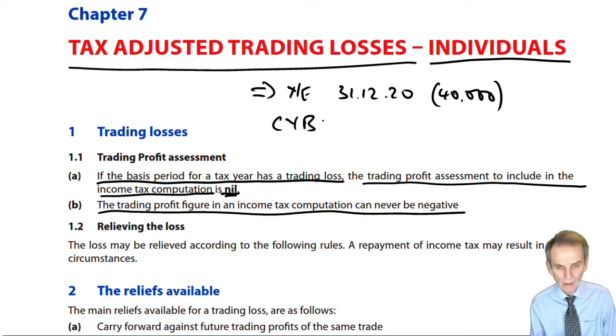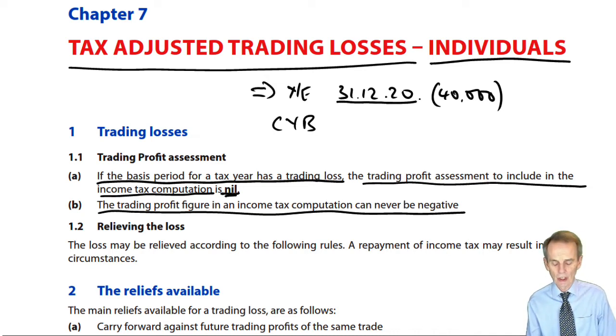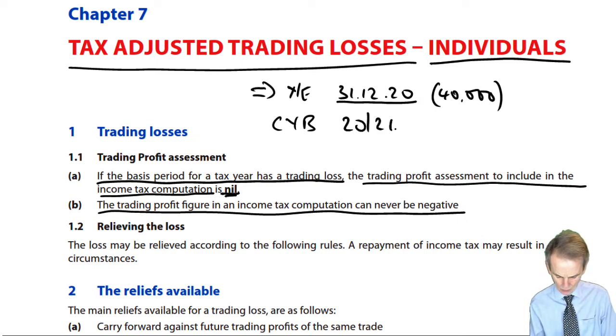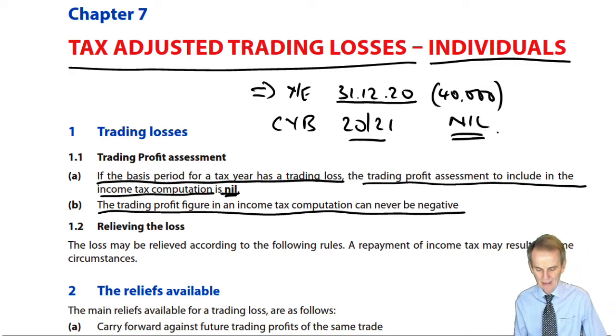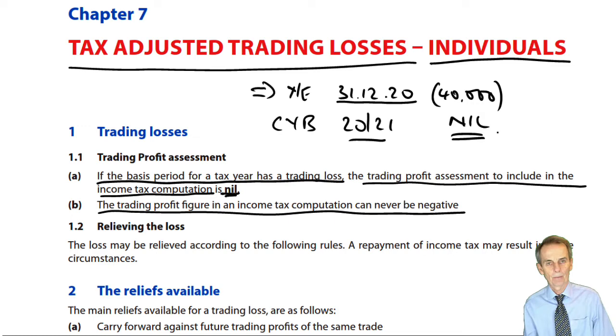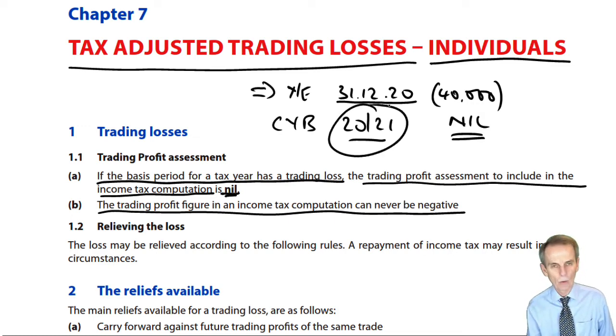We use CYB. Now, the year ended 31st of December 20, in which tax year does that end, 31st of December 20, falls in the 2021 tax year. And in that 2021 tax year, we will therefore have to include on the income tax computation an assessment of nil. So in the income tax computation for 2021, trading income figure shown nil. We do not put a bracketed a loss of 40,000. But instead, we then look at the options that are available to use that loss of 40,000.